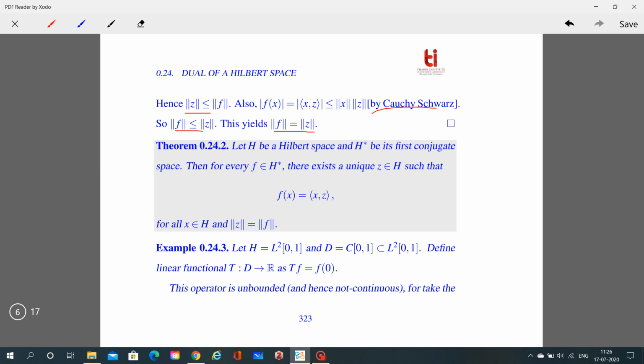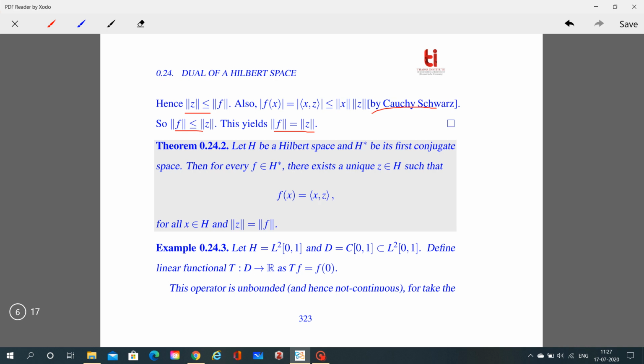So here we have proved the Riesz representation theorem, which gives the result for the dual space or the functionals of a given Hilbert space. So this theorem can also be written as: let H be a Hilbert space and H star be its first conjugate space, or you can say the dual space of H. Then for every f belonging to H star, there exists a unique z belonging to H such that f of x is equal to the inner product of x comma z for all x belonging to H, and the norm of z is equal to the norm of f.